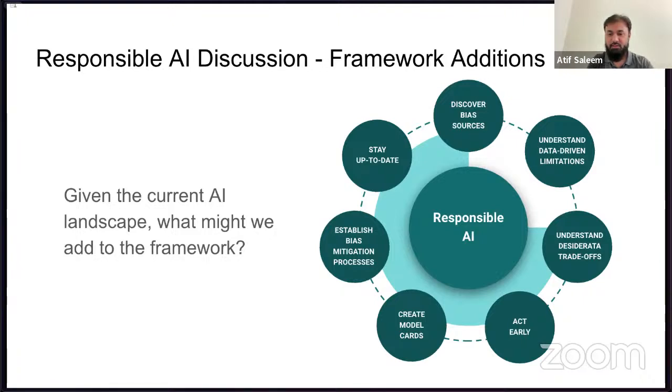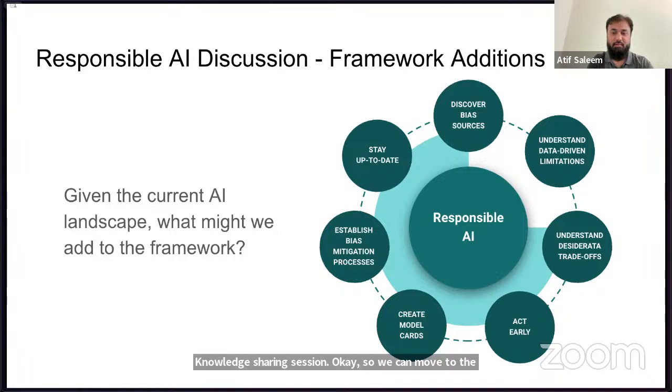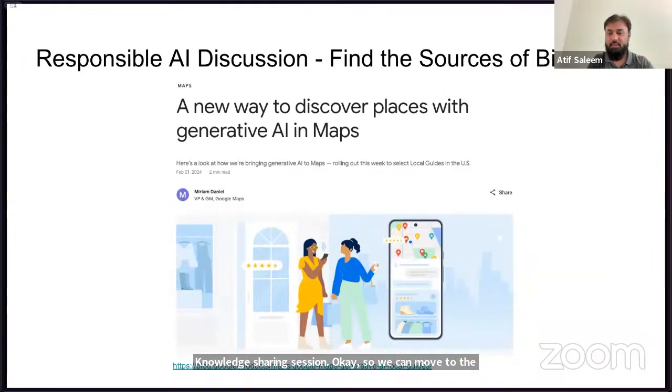Okay, we can move to the next slide. I think Shivam is saying something in the chat: a knowledge sharing session about the AI product would help.